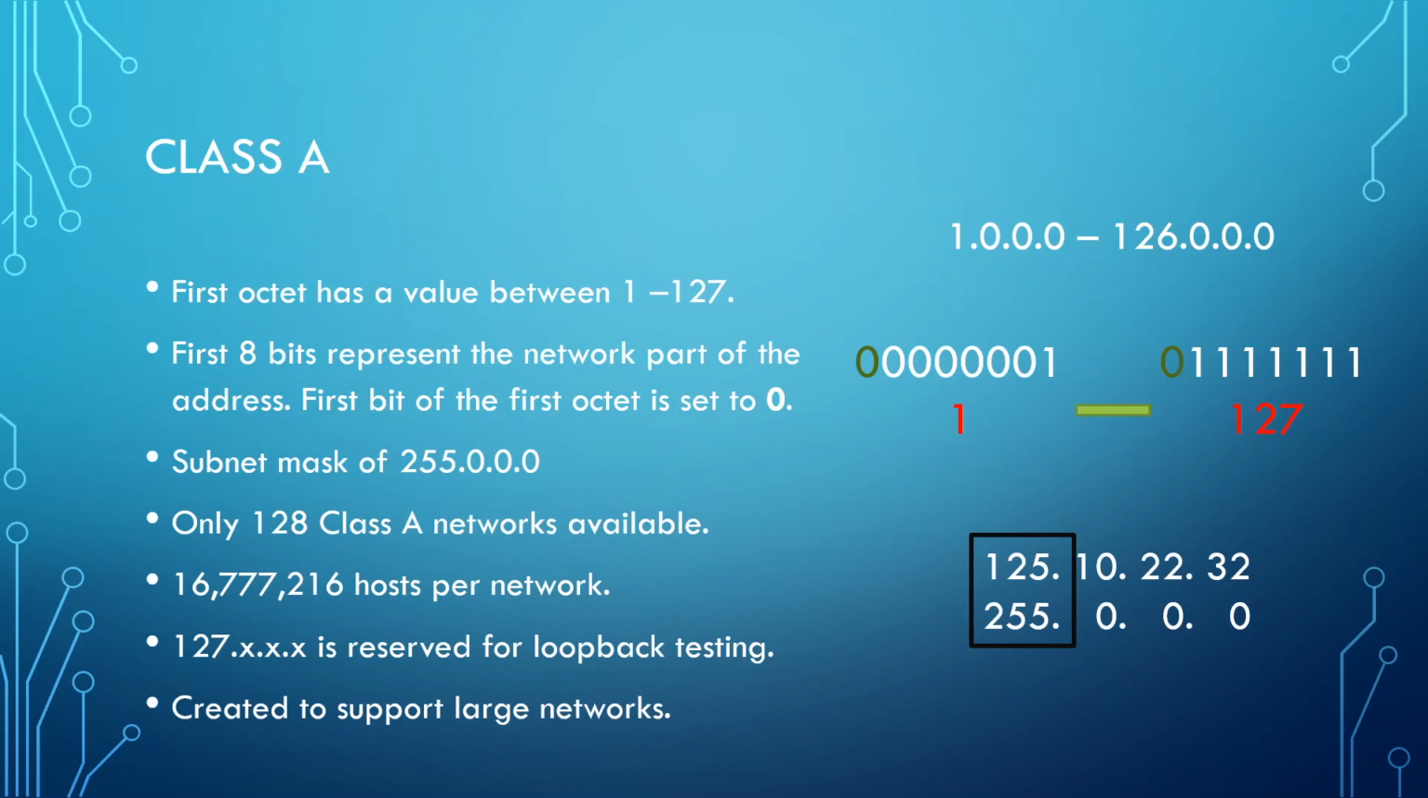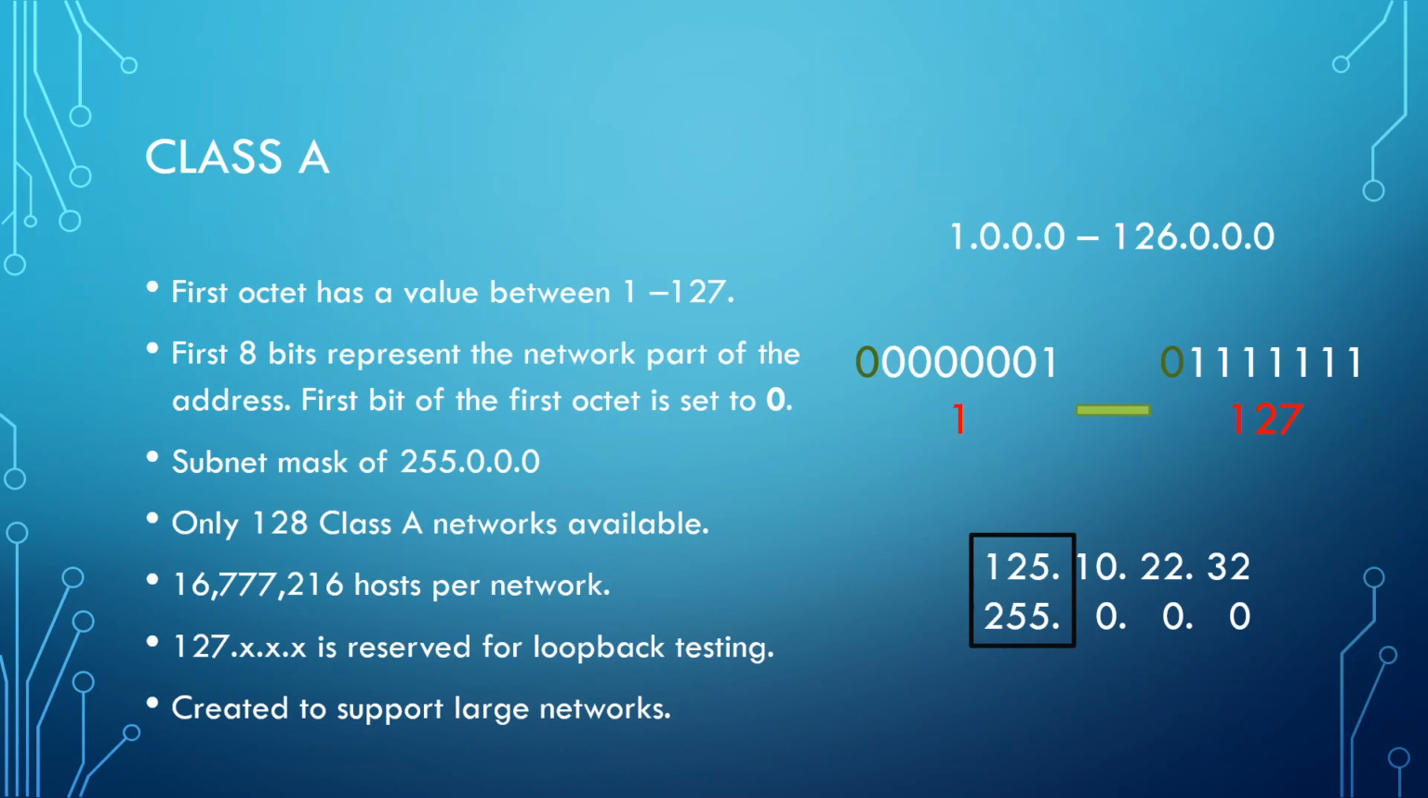Okay, so let's start off with classes. With Class A, we know that an IP address is a Class A address because the first octet has a value between 1 through 127. Essentially, the first 8 bits represent the network part of the address. So a Class A address by default uses a subnet mask of 255.0.0.0. Remember, it's the subnet mask which tells us which part of the IP address represents the network part and which part represents the host part. All devices within the same network have to have the same network part of the IP address.